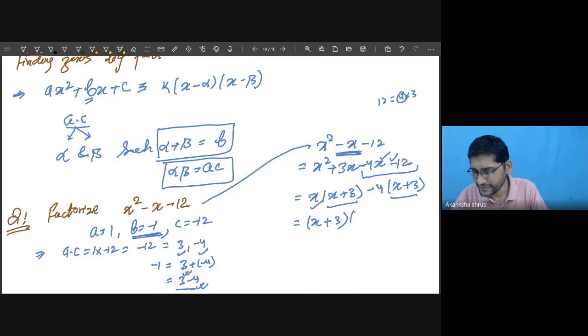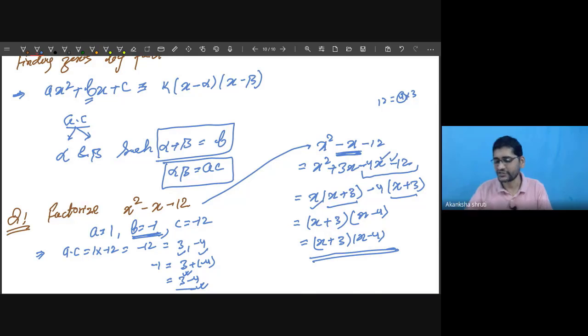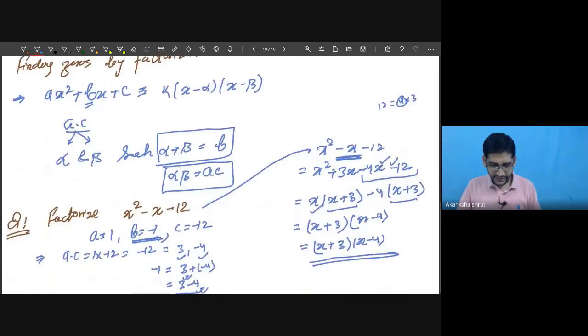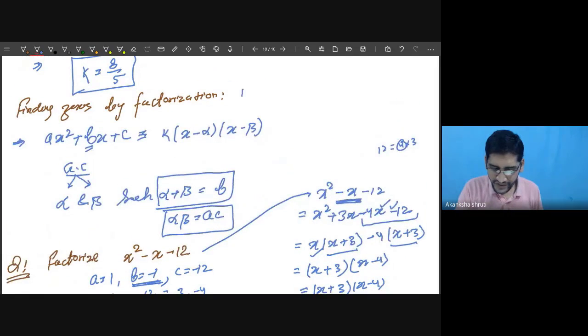Whatever is left from the first one is x, and from the second one is our 4. So this is x plus 3 and x minus 4. This is the way of factorization. Factorization is asked, so please go through those things. Okay, it is one way. This is called the first into third rule.